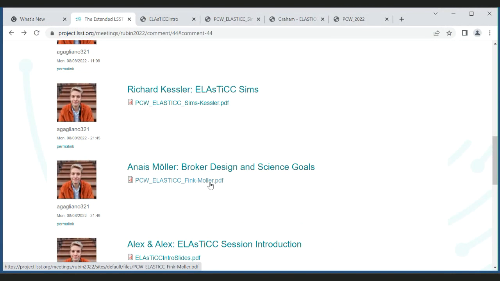And then all that information goes out into broker systems that are tasked with processing this data deluge and doing meaningful science with it. So to hear a little bit about how that gets done, Anais Moeller is going to talk about the Think broker and its science goals. So whenever you're ready, let me stop sharing.